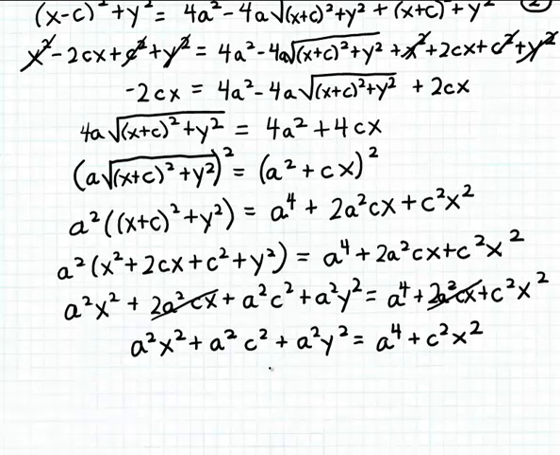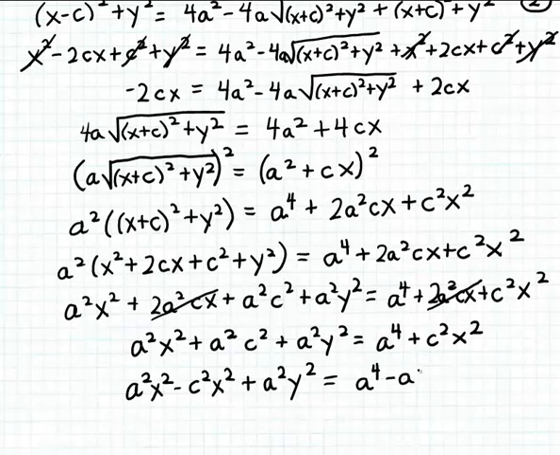All right, now, here's what I'm going to do next. I'm going to gather terms. So I'm going to get my x squared and y squared terms on one side of the equation, and then I'm going to get my terms that don't involve either x or y on the other side of the equation. So let's see, I'm going to have a squared x squared. That's an x squared term, so I'll keep that on the left-hand side of the equation. Here's an x squared term on the right-hand side, so I'm going to move that to the left-hand side and change the sign. So I have a squared x squared minus c squared x squared. And then we'll keep the a squared y squared on the left-hand side of the equation. But this term doesn't involve either x or y, so I'm going to move that to the right-hand side of the equation. So I have a to the fourth minus a squared c squared.